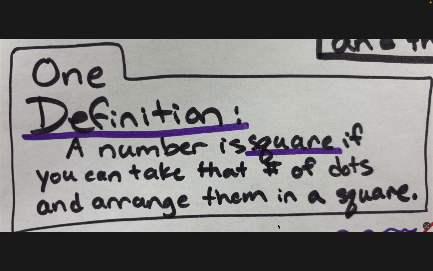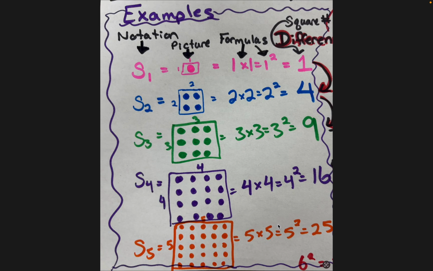So one definition of square numbers is that a number is square if you can take that number of dots and arrange them into a square. So if I were to take 10 dots and try to put them in a square, I could get a 3 by 3 square, but that 10th dot would not fit in the square. It'd be hanging out on the side, so therefore 10 is not square. Let's look at a picture of this.